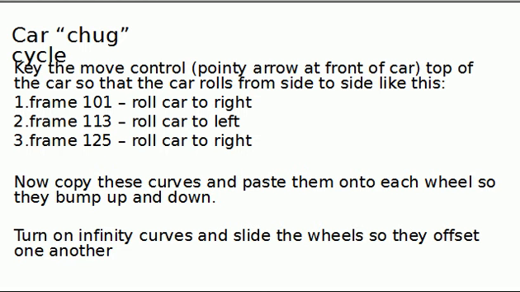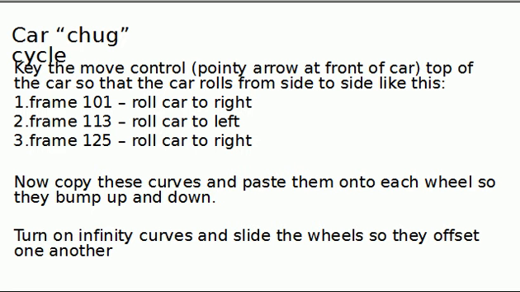So frame 101, roll the car to the right. Frame 113, roll the car to the left. Frame 125, back to the right again. And you can see that this is a slower timing. So the car is going to be going up and down, chug, chug, chug, chug, but it's going to be rolling slowly from side to side.